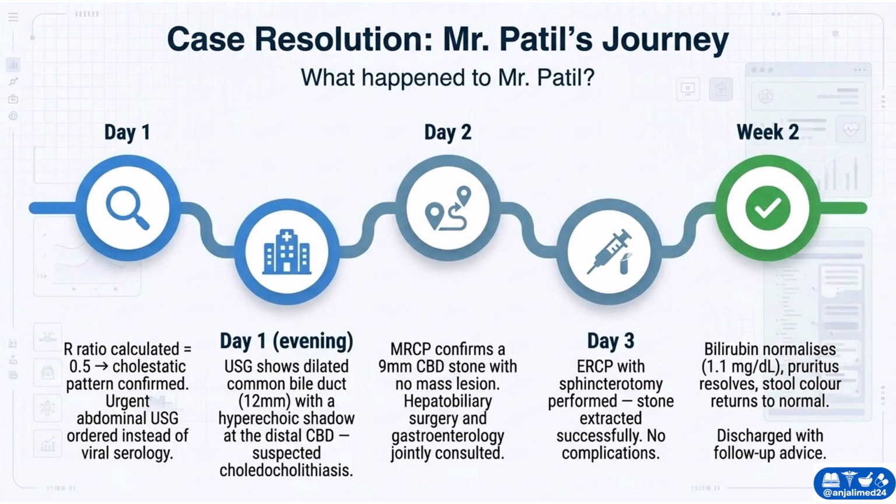This case highlights the importance of using the R ratio as an objective decision-making tool. By correctly identifying a cholestatic pattern, unnecessary viral workup was avoided. Appropriate imaging was performed early, and the patient received timely ERCP before complications developed. So, the clinical lesson from this was: calculate the pattern, order the right investigation, and treat the underlying cause, not just the laboratory values.